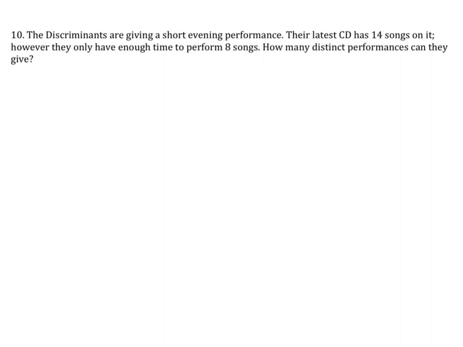We got the Discriminants are giving a short evening performance. The latest album has 14 songs on it. However, they only have time to perform 8. How many distinct performances can they give? And distinct meaning like the order is going to matter here, right? If they play the last song of the album first and then the first song, that's different than if they played the first song on the album and then the last one. So that's a distinct performance. The order is going to matter. So this gives you a permutation.